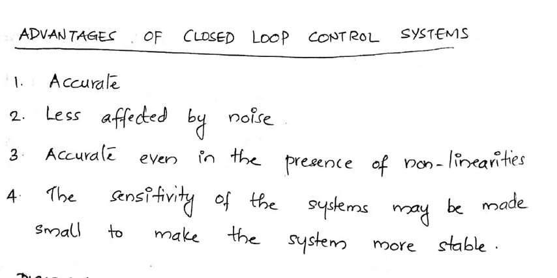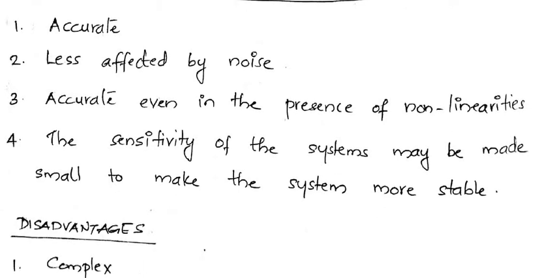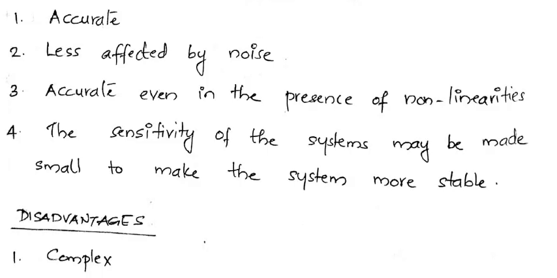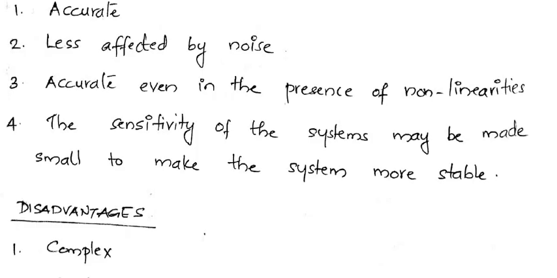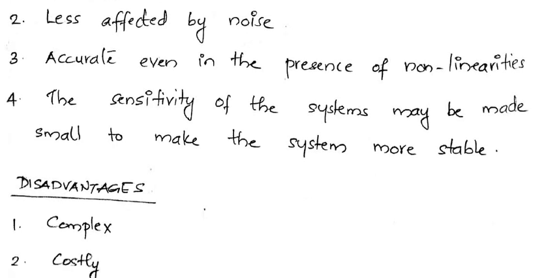Now the disadvantage is that these systems are actually complex. Why do we say that it's complex? Because we have an additional feedback system and other correction related circuitry in the system, so that makes the system complex compared to open loop systems, right? Hence there are more components or additional systems associated with the closed loop system. This kind of system will be costly. So the second disadvantage is that the system is costly. Closed loop control systems are costly.